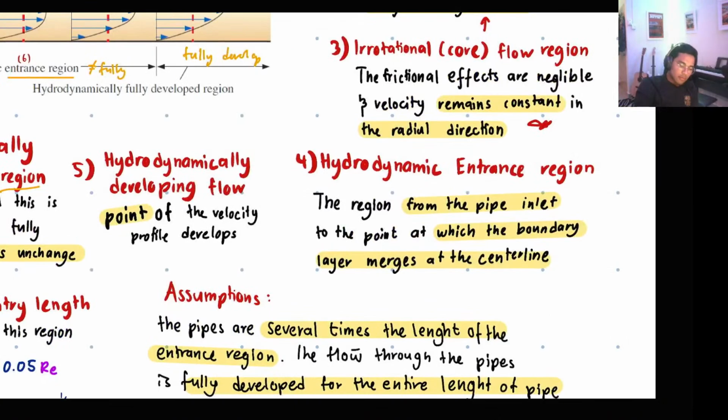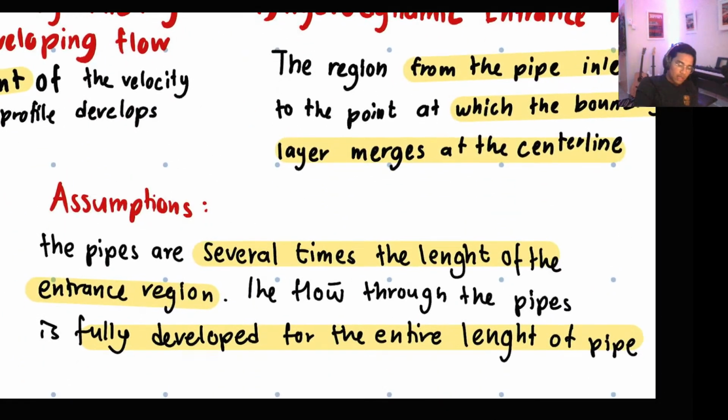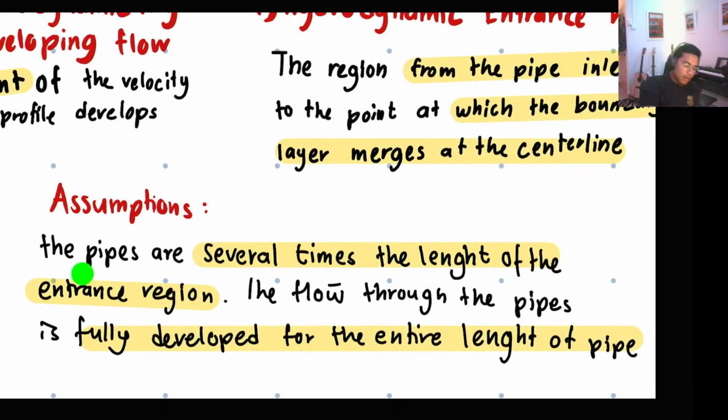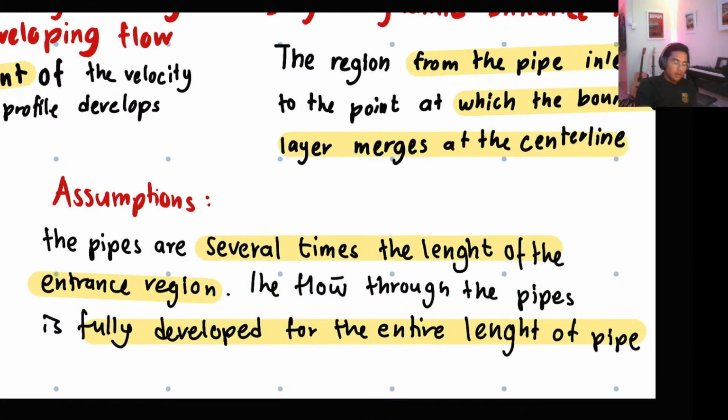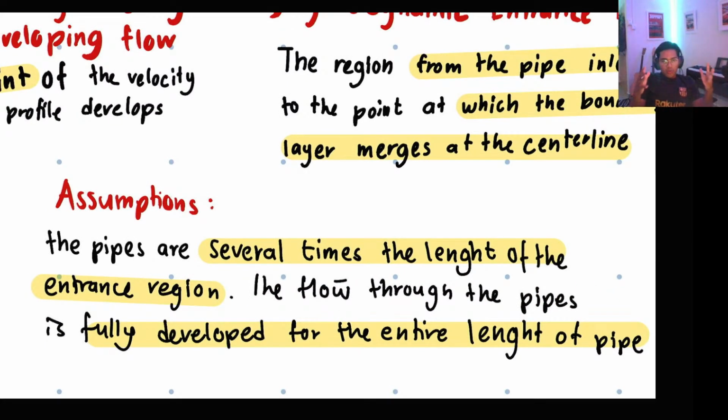There is an assumption we need to make. The pipes are several times the length of the entrance region, so the flow through the pipes is fully developed for the entire length of the pipe. Why do we need to assume this? Because if the pipe is shorter than the entrance region, it will not fully develop.